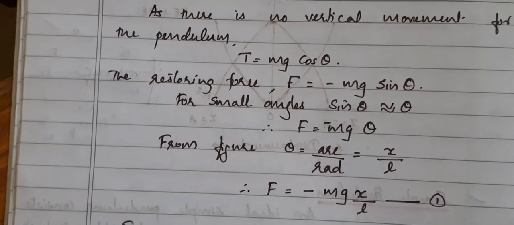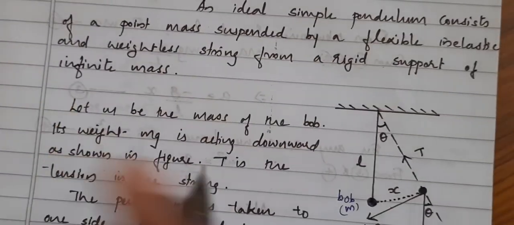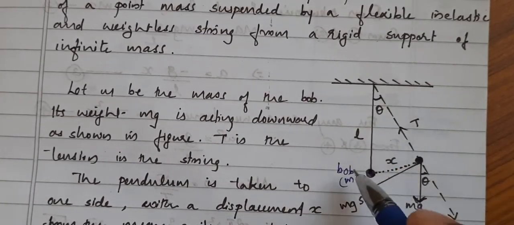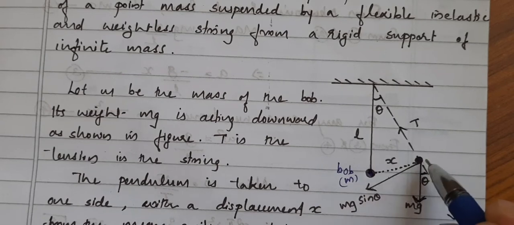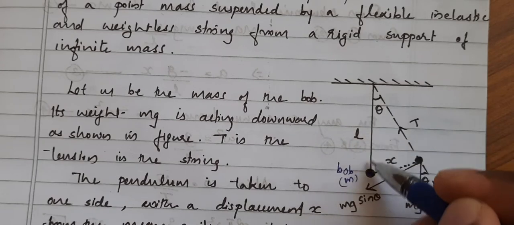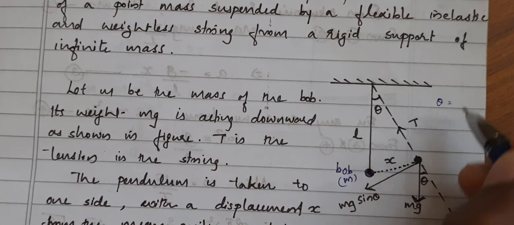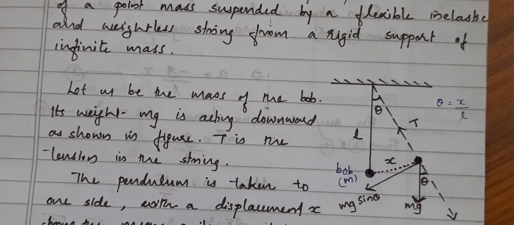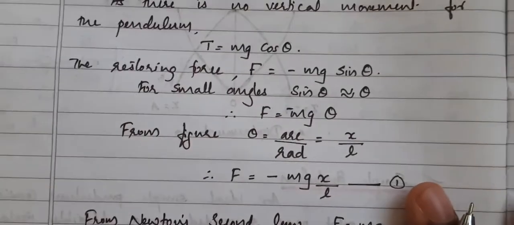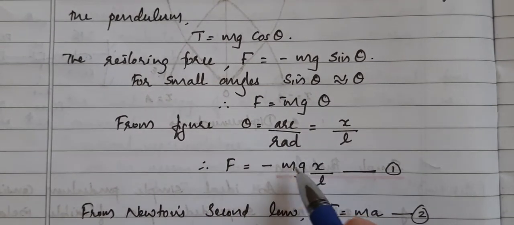This theta we will express in a different way. Here, look at this figure again. Let us take this angle theta. Well, this is oscillating. This makes a small circular part. So this is like an arc with a radius L and an angle theta. So from this I can write theta is equal to arc by radius, that is x by L. So considering that, my restoring force is mg x by L.